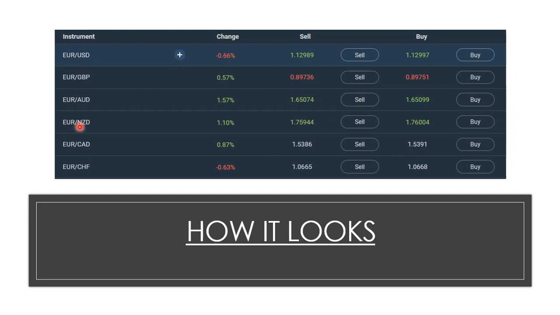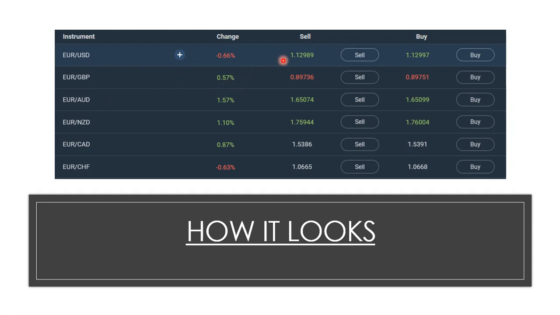Now, all trading platforms are different. They'll most often be laid out in a similar manner, however. So you'll often have your list of currencies to choose from. You'll have your change, which is basically just the direction in which the Forex pair has been moving. So we can see that Euro USD has decreased by 0.66%, so we can see that value is actually dropping. But Euro GBP has gone up by 0.57%, so we know that that value is actually going up.